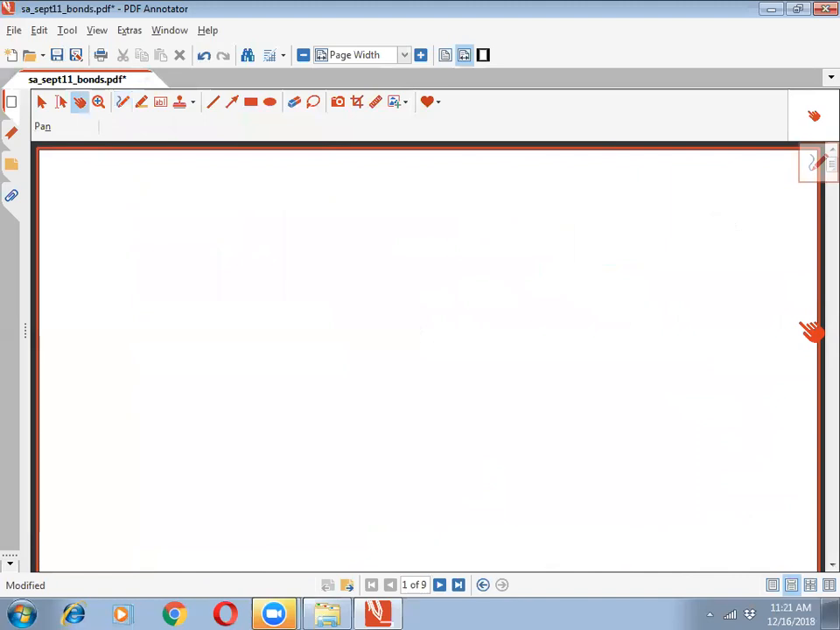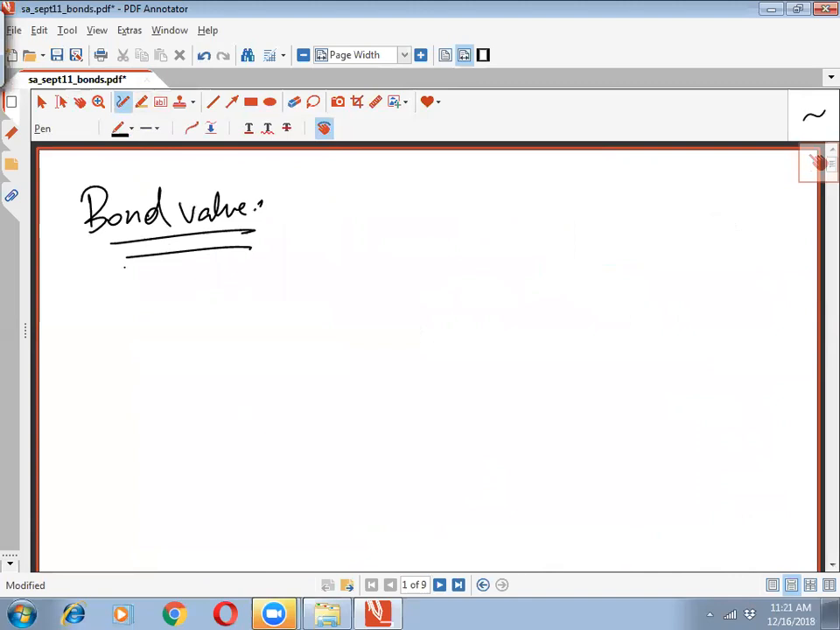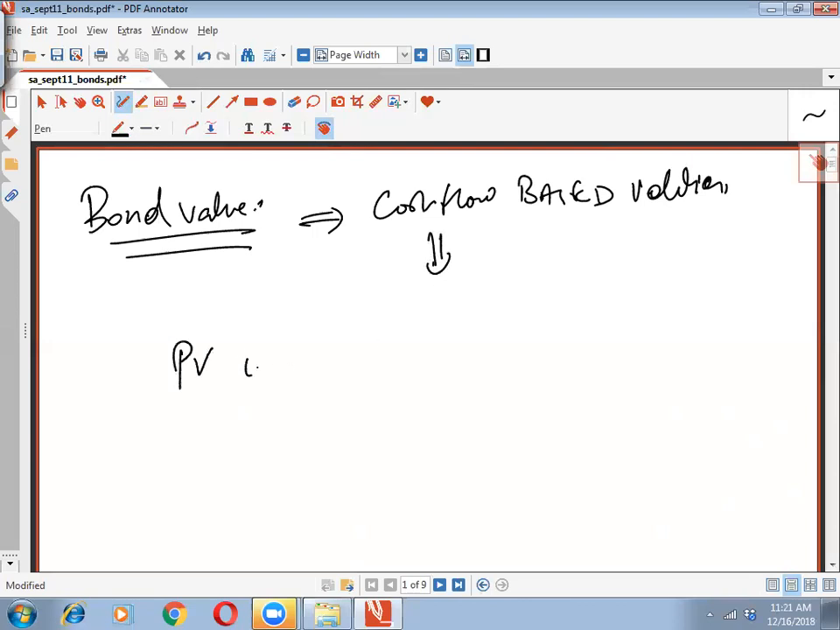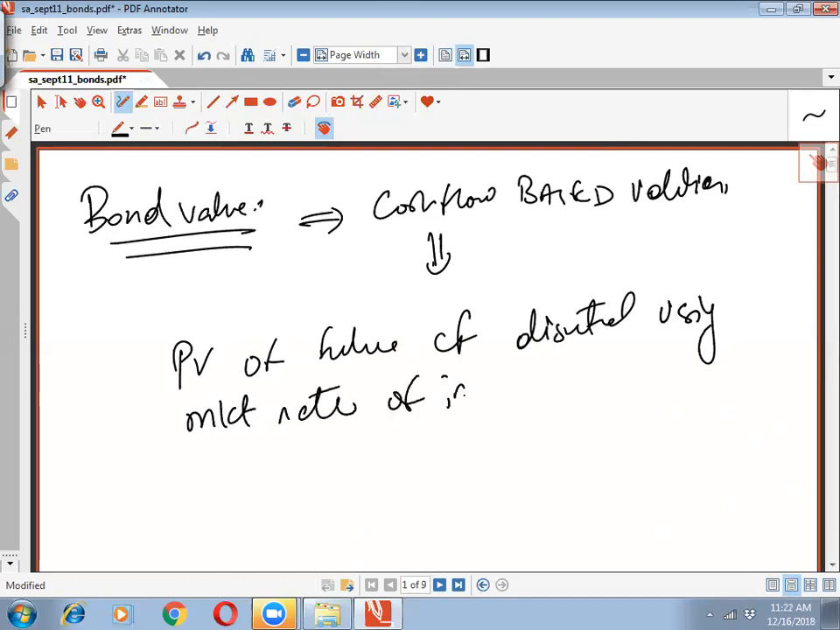First of all, you need to understand what exactly is a bond value. Whenever we talk about the bond value, the method of valuing a bond is a cash flow based valuation method. That is, the value of a bond is the present value of future cash flow discounted using the market rate of interest.